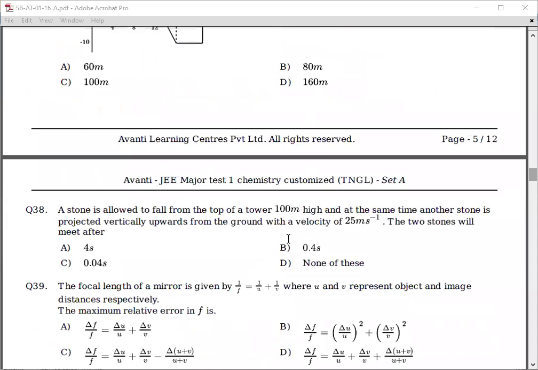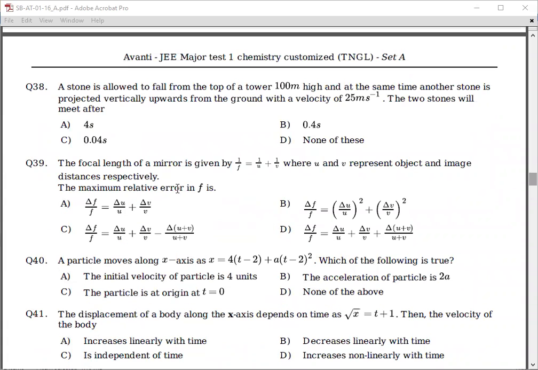Next, 38. A stone is allowed to fall from top of the 100-meter high tower. At the same time, another stone is projected vertically upward from the ground with velocity 25 meters per second. The two stones will meet after. Now, ये देखो, ये शायद बहुत लोगों ने गलत किया होगा. बट देखो कॉन्सेप्ट क्या है, एक स्टोन इधर से गिर रहा है और एक स्टोन ऊपर थ्रो किया गया है. They will meet at some point, yes or no? Right? They will meet at some point.